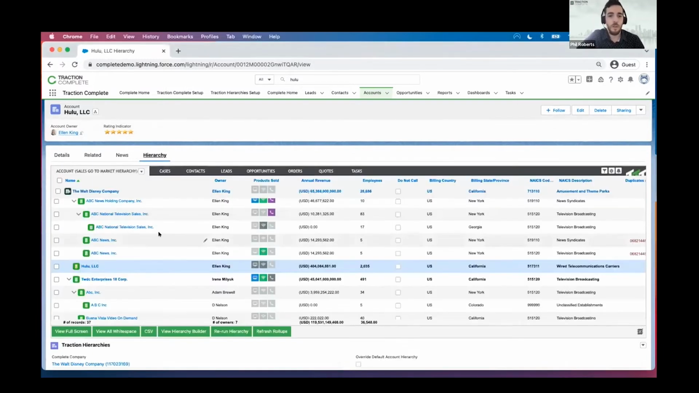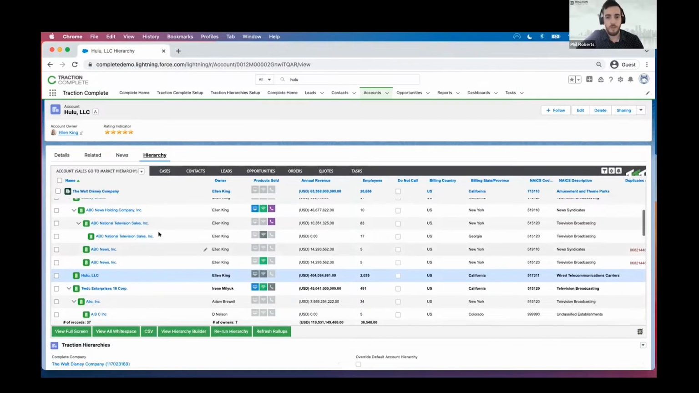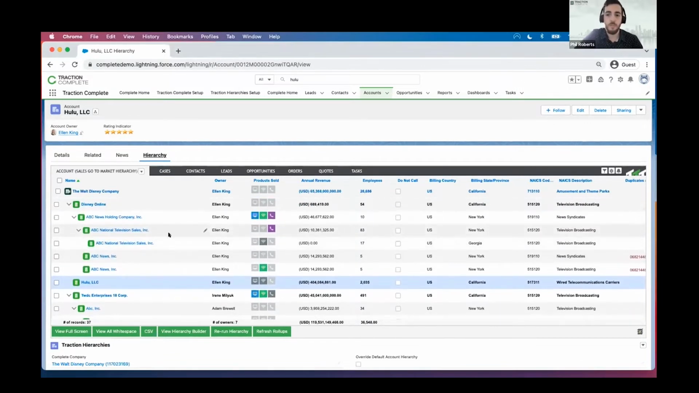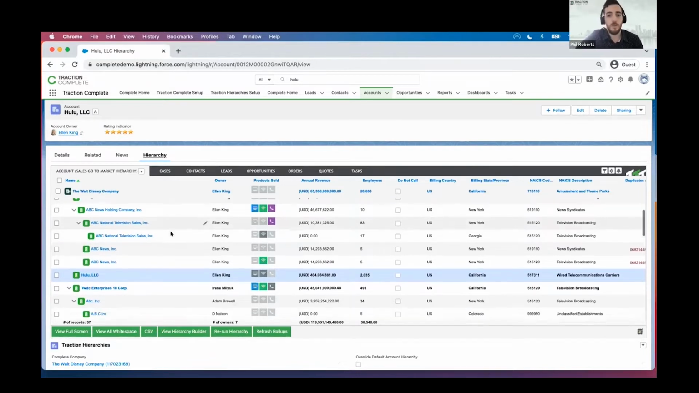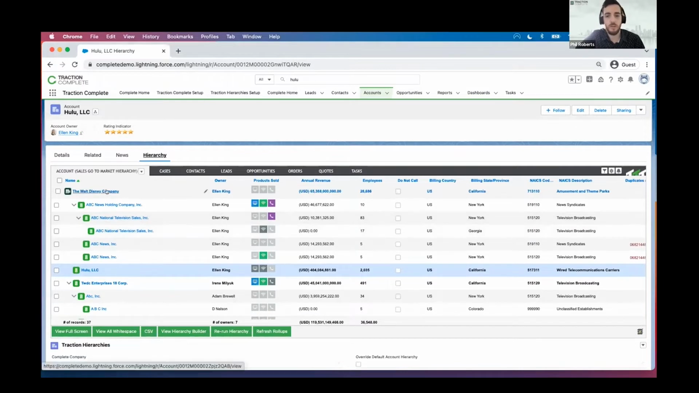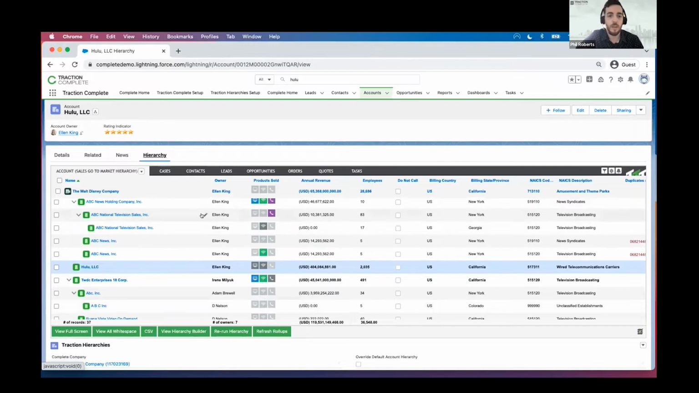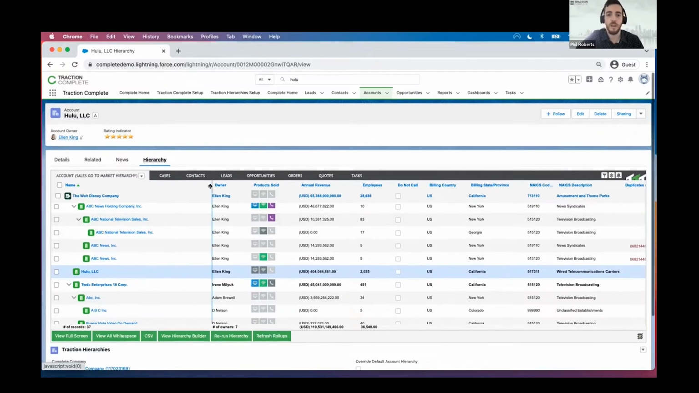Our solution, Complete Hierarchies, leverages the information that you get from a third-party data source, such as Dun & Bradstreet, to automatically build out account hierarchies. Here we can see all of the accounts that we have in Salesforce that belong to the Walt Disney Company. Now, whilst we connect all those accounts, we also bring in all of the related data from those accounts too, such as account ownership, annual revenue, number of employees, and even products sold.